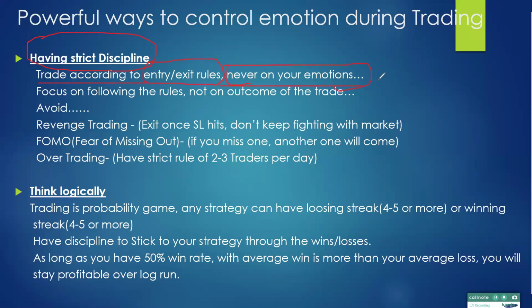Emotion says, oh, it looks bullish, go buy it, you can make money. That is based on emotion. Don't trade on emotions. Trade on what your system says. Focus on following the rules, not the outcome of the trade. That means follow the rule. When you take a trade, don't have a strong bias that this trade has to work because last time it worked. Nothing like that. Any trade can fail. So for that you have to follow the rules.